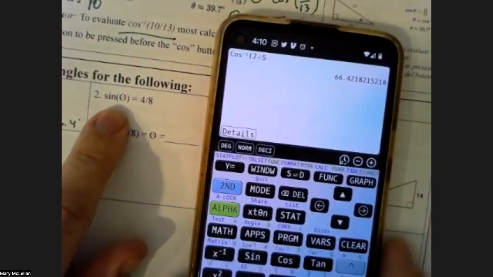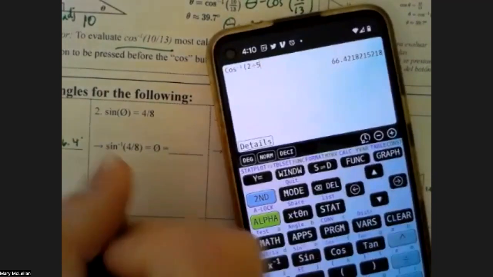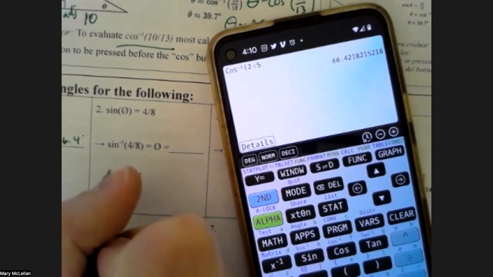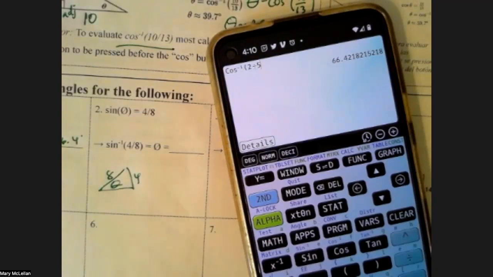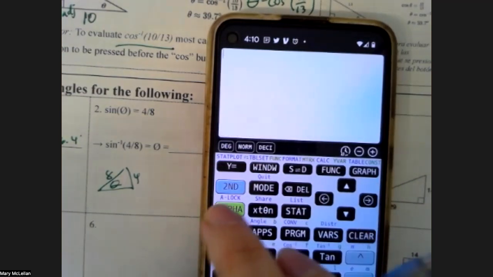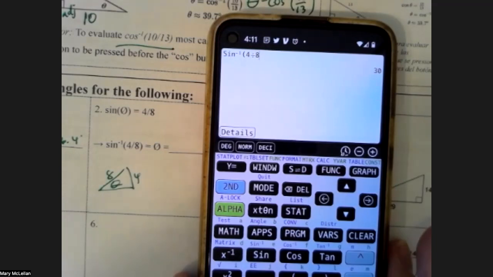Next, I'm given that sine of an angle is 4 over 8, meaning that if I had this triangle, and here is the angle, and this was 4, and this was 8, then sine of that angle would be equal to 4 over 8. What's the angle? Well, I'll go backwards. I'm given the ratio, so I'm going to plug that into inverse sine. Sine of 4 over 8. If you wrote 1/2, great. If you wrote 0.5, great. If you wrote 4 over 8, it's all the same thing. That angle is 30 degrees.